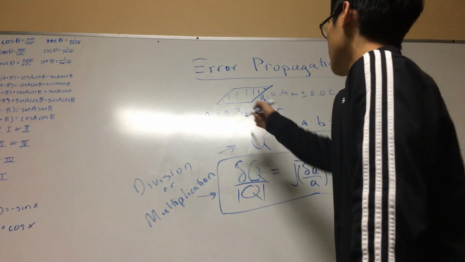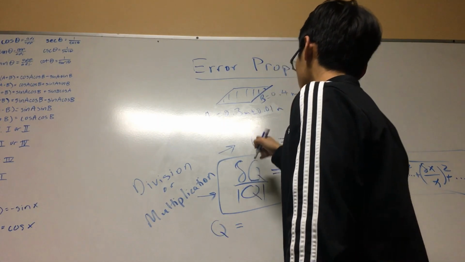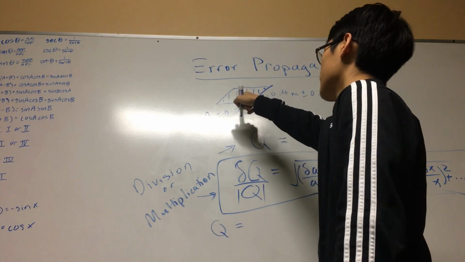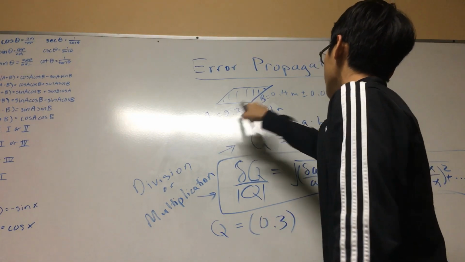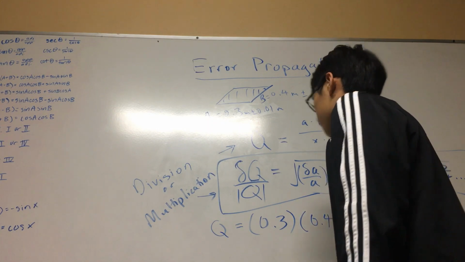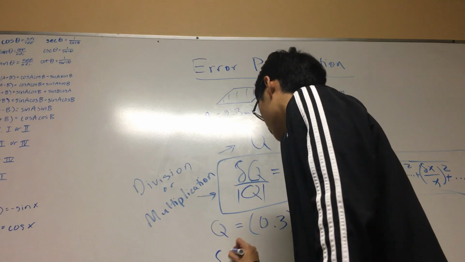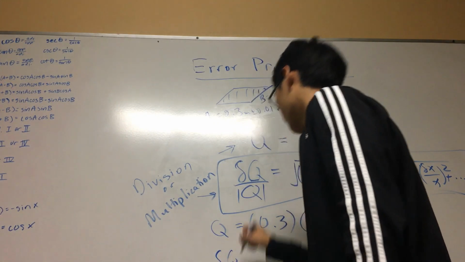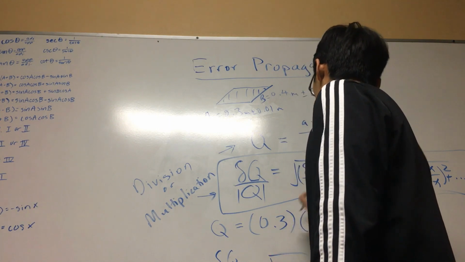So I'm gonna do this example here. Q, the product that we're trying to find, is the area of this rectangle, and that's 0.3, the actual value that we calculated, not the uncertainty, times 0.4. And then the uncertainty in Q divided by Q, right? That's the formula. Divided by the absolute value of Q is equal to the square root.